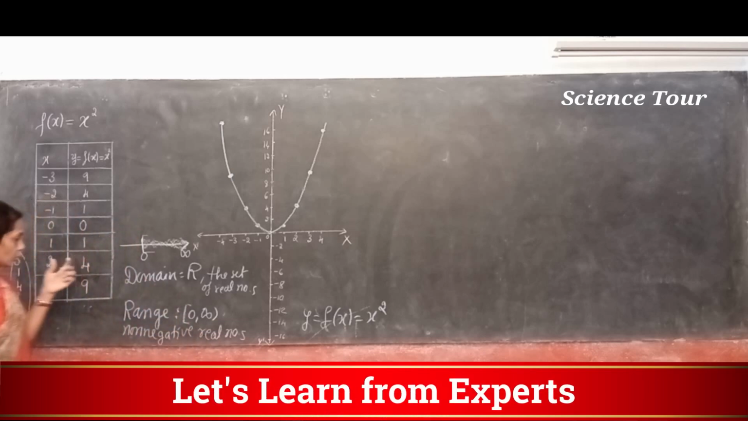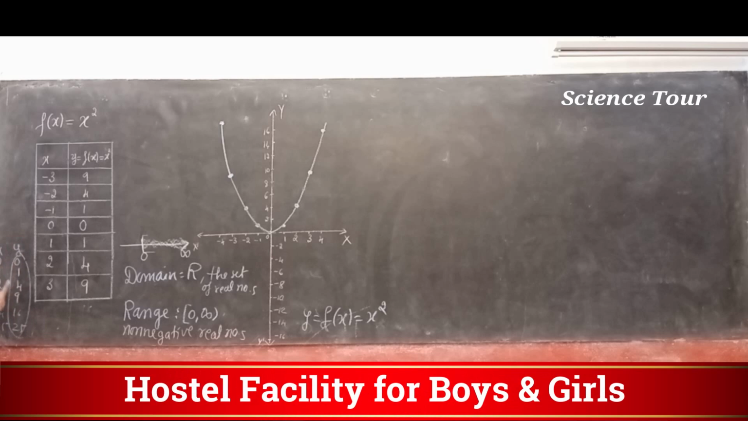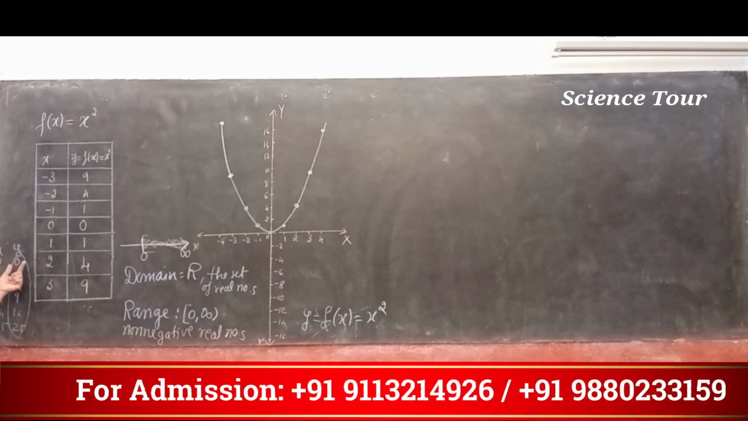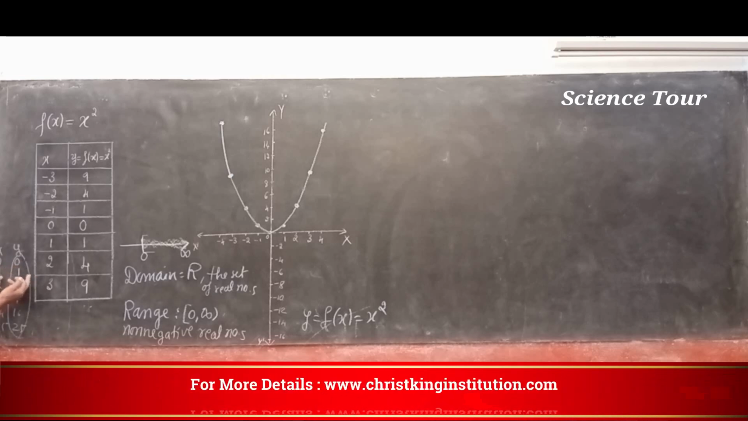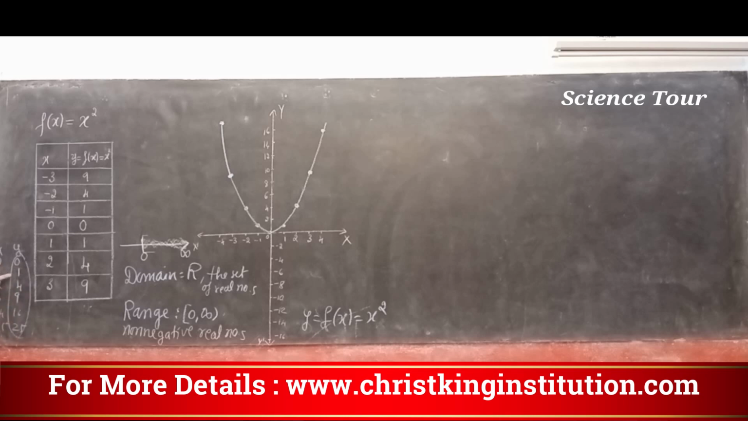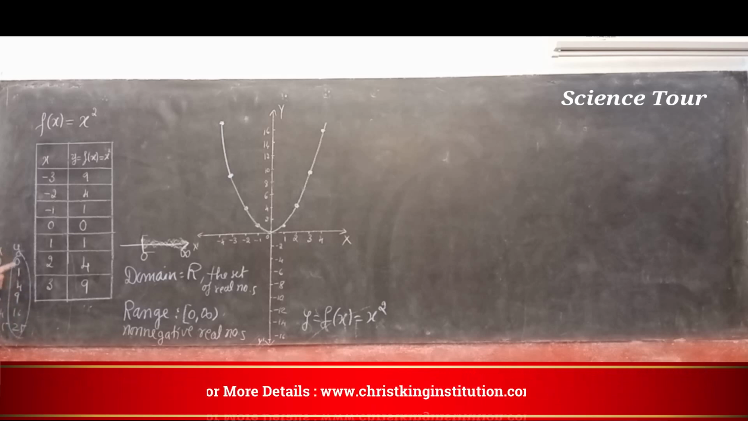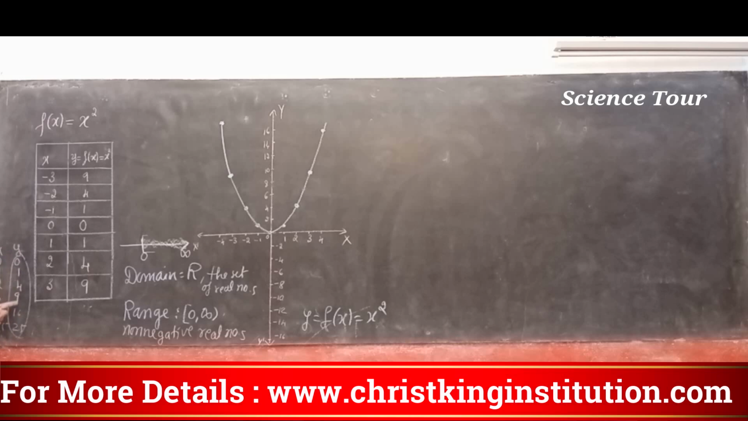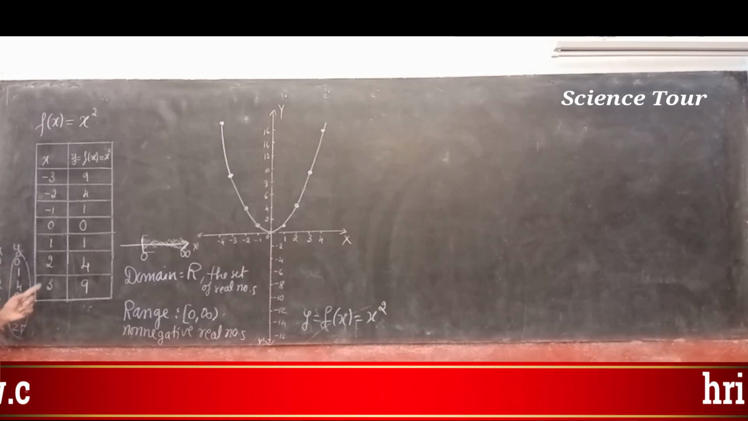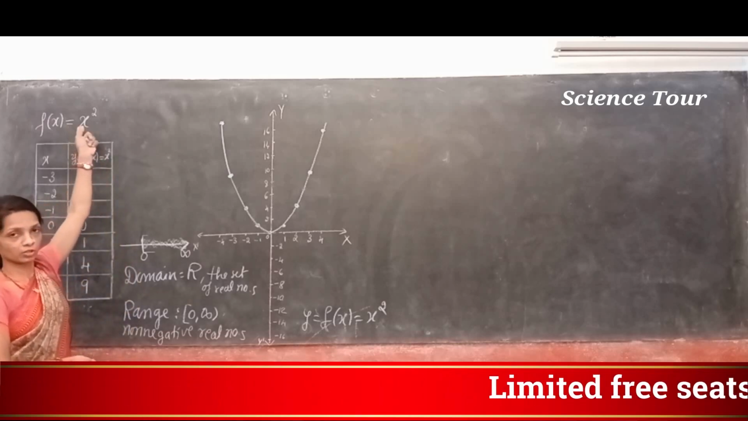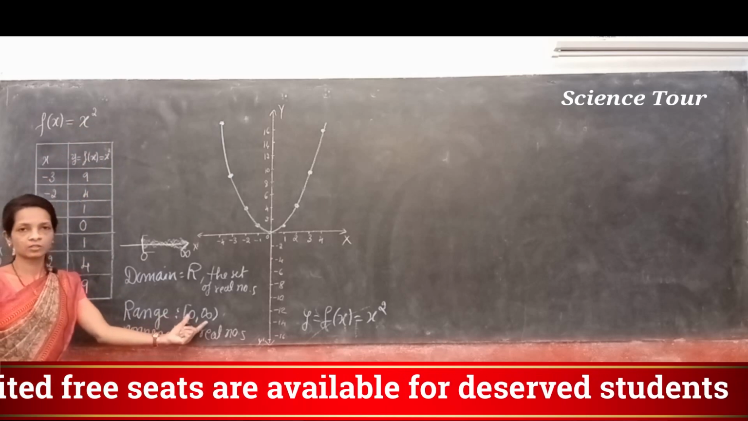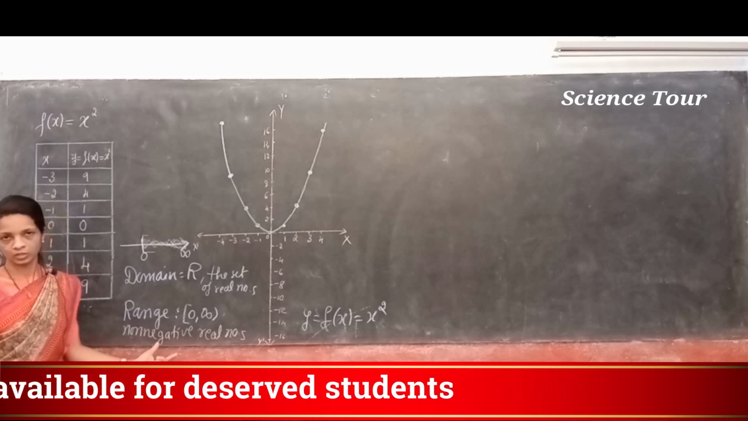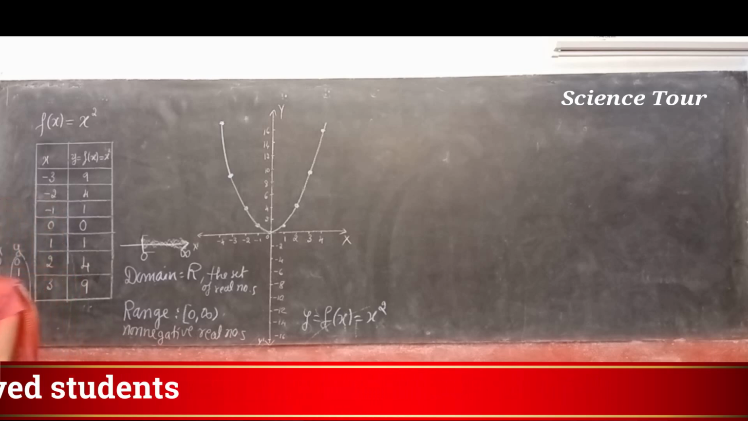Here we showed only for integers. For integers you will get positive integer values. If you take 0, you will get 0. If you take a decimal number like minus 1.5, you will get a positive number only. You will not get any negative numbers in the y column. So the range of this function y equal to f of x equal to x square is the non-negative real numbers. This is important.